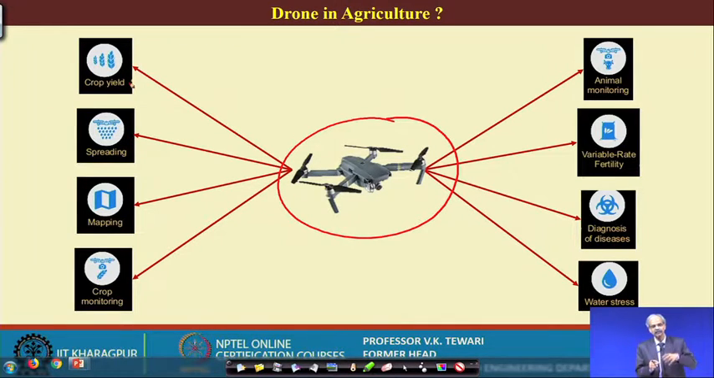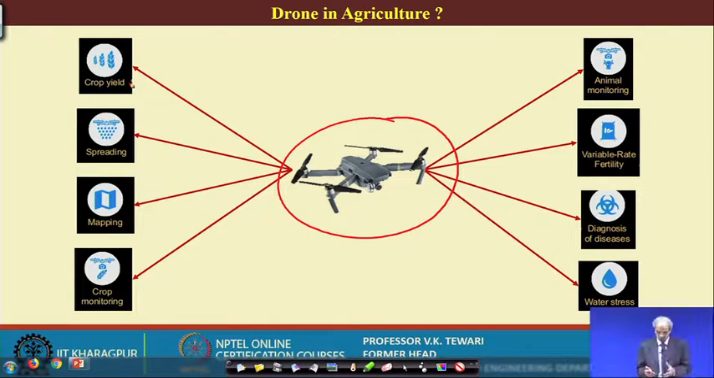If you want to map certain things, then you can take a photograph and map the whole information. Then crop monitoring, you can monitor the details of growth, etc. Then animal monitoring, if you have animals at one location and you want to check on them, you can do that. Variable rate fertilizer, if you want to measure the level of fertility, this is possible. Diagnosis of diseases is also possible through this. And then water stress, if there is water stress at some location, it is possible to use this drone application and find out. So, as such it has various applications.